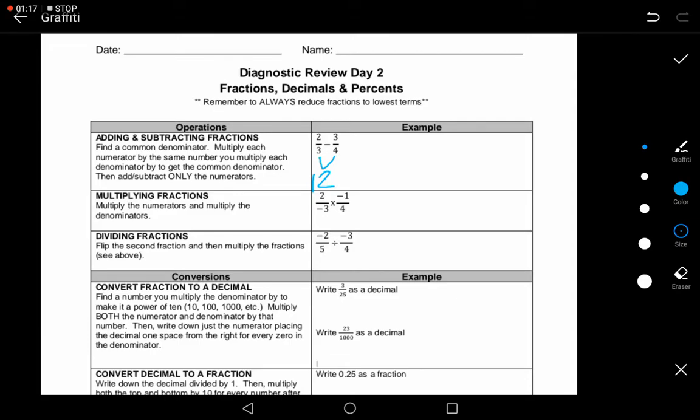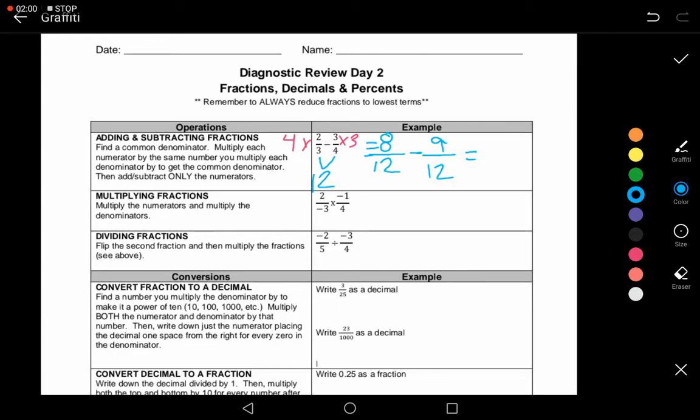Now we need to figure out what we need to multiply by to write each of those over 12. To get from 4 to 12, we need to multiply this whole fraction by 3. And to get from 3 to 12, we have to multiply this whole fraction by 4. So then we just go ahead and do that. Our 2 times 4 is 8, and 4 times 3 is 12. Sorry, that's an equal sign. Minus 3 times 3 is 9 over 4 times 3 is 12.